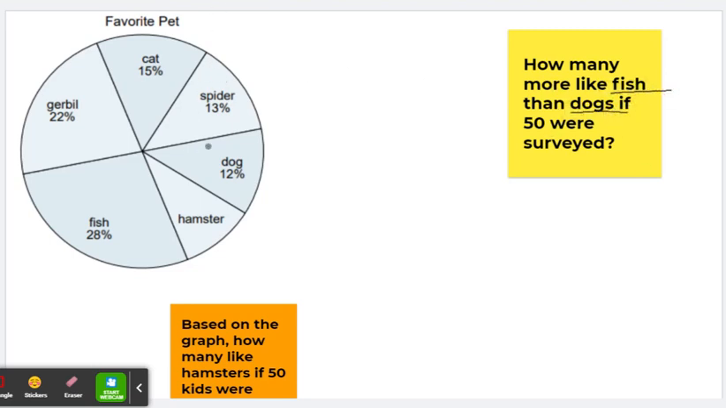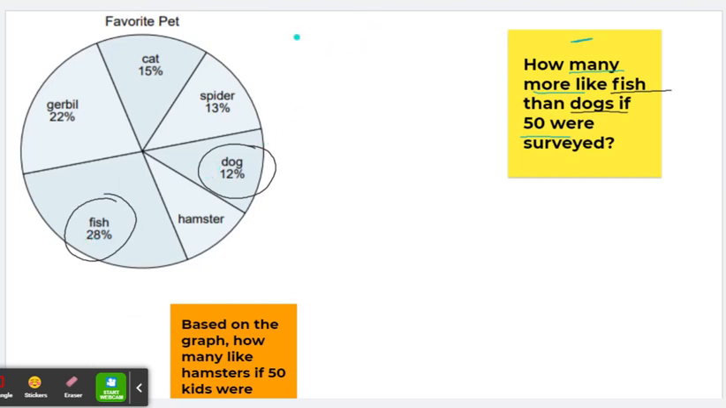So let's start there. We have our fish is 28% and our dogs are 12%. And then we need to set this up to be equal to 50 people surveyed. So we need to know how many people 12% and 28% are. And then we need to know how many more like one over the other. So how many more means to subtract. We have two ways to do this. First, we could find the individual numbers, subtract them, and then we could also do the percents first.